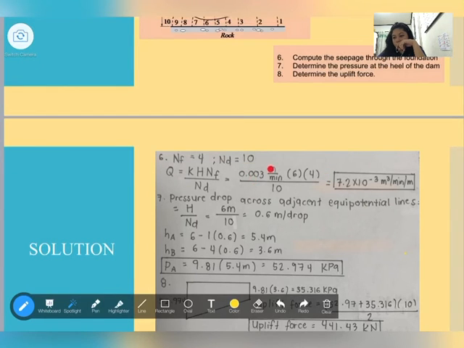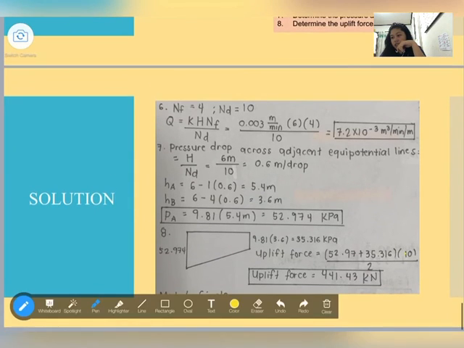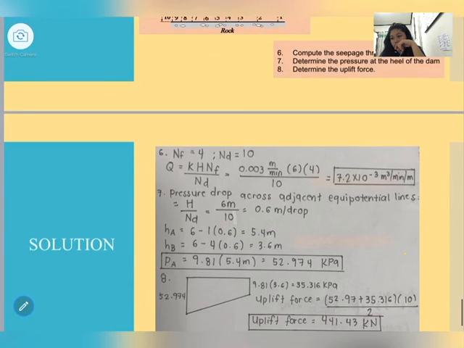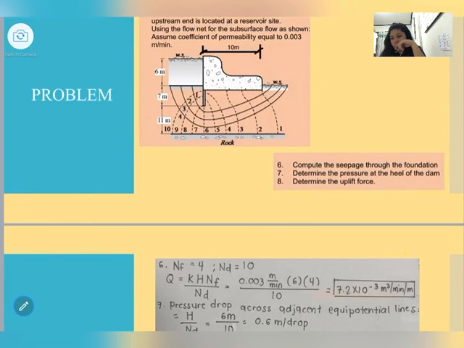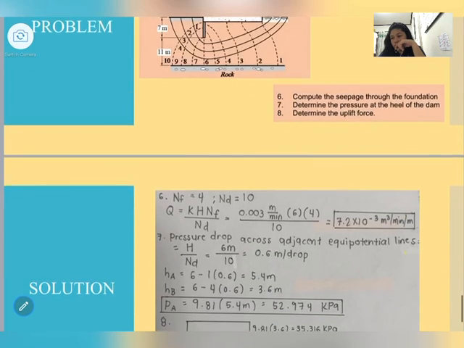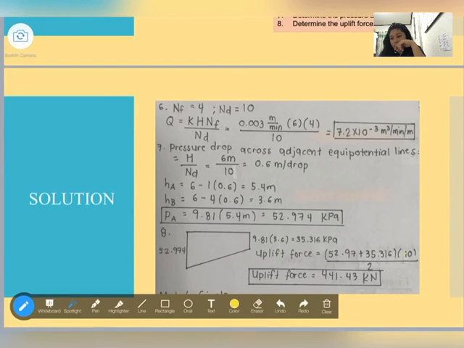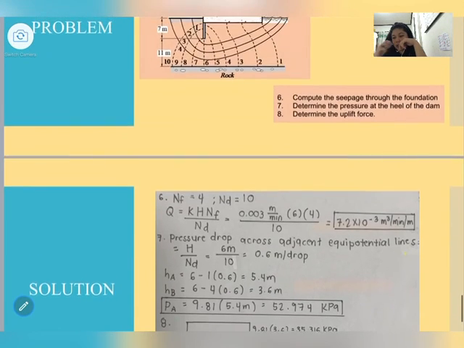For number 7, the pressure drop across adjacent equipotential lines is H over N_D. By this, it is 0.6 meters per drop. Here, H_A is from the heel. So we can get it by H. H is equal to 6 minus 1 times 0.6. I was able to get this by the 6.